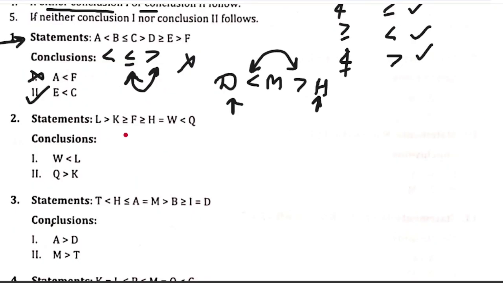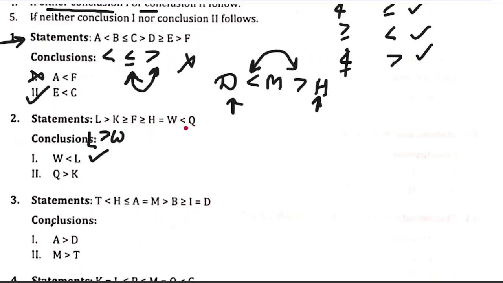L is greater than K, K greater than or equal to F, F greater than or equal to H equal to W less than Q. Now W is less than L, that is right, because W is equal to H equal to F equal to K. So W can come maximum till here. But here we have a sign already. So L greater than W has to be there, 100% sure.